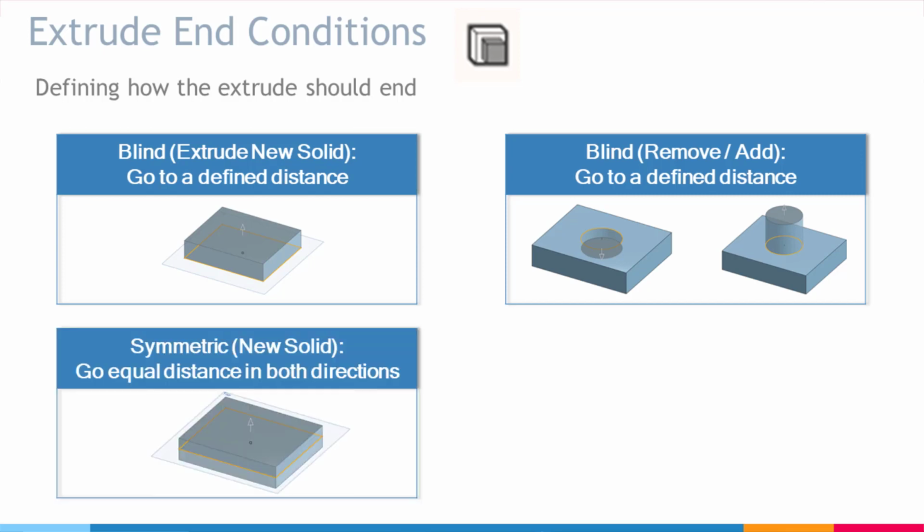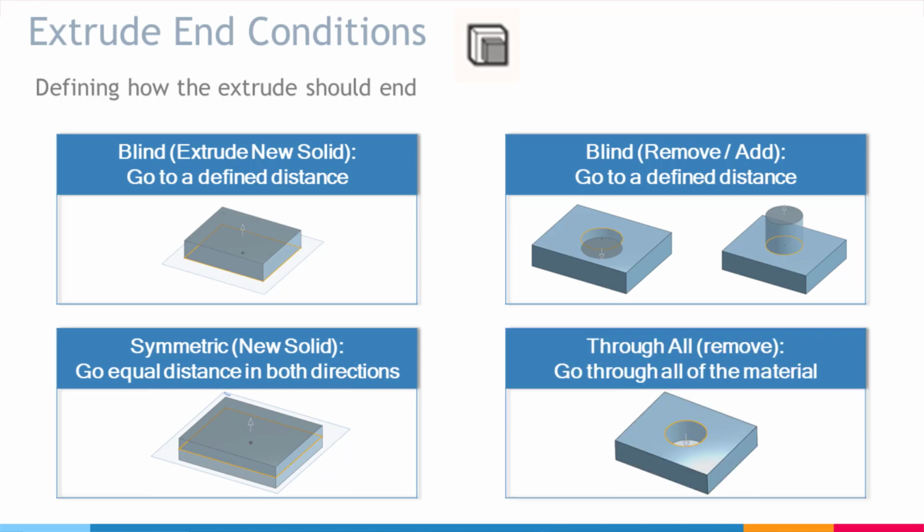There's also the symmetric type of extrusion, which by symmetric we just mean equal distance in both directions or opposite directions. So if you were extruding a new solid, distance of 1 inch with the symmetric end condition, it would extrude upward 0.5 inches and downward 0.5 inches. And that total would be 1 inch.